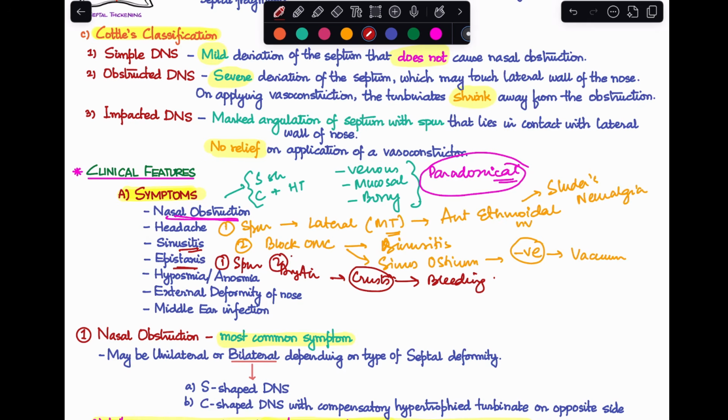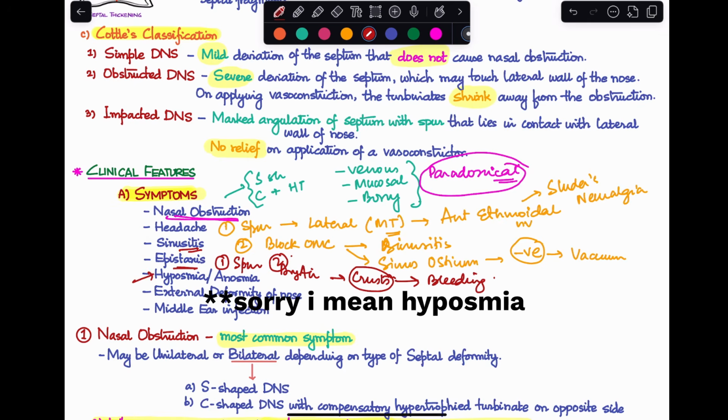Next is smell abnormalities. Now, in a case of severe DNS, the inspired air that has to reach the olfactory area is not able to pass and reach it anymore. Therefore, because the inspired air is getting blocked and is not able to reach the olfactory area, you can actually have a loss of sense of smell. If there is a partial loss of smell, you develop hyposmia, and if you have a total loss of smell, you can have anosmia.